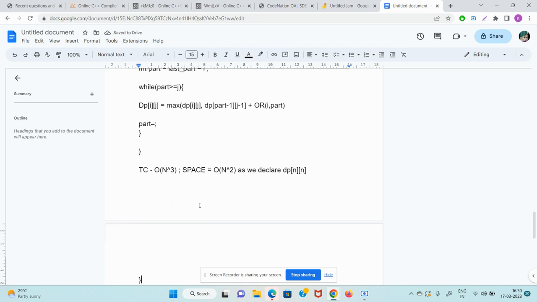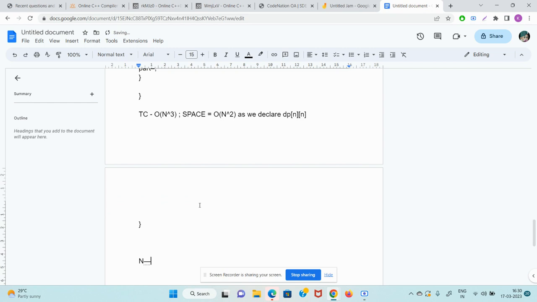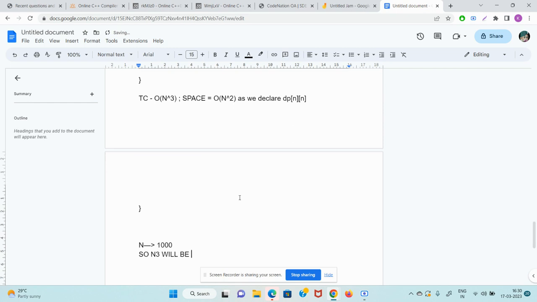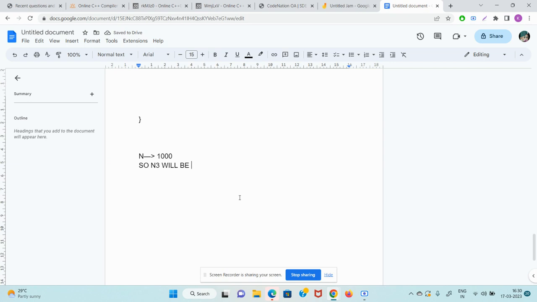O of n cube is not very efficient, right? n is 10 raised to 3000. So n cube will be what? 10 raised to 9, which will give a time limit error. So we need to find a better algorithm. Although this algorithm will give partial marks.